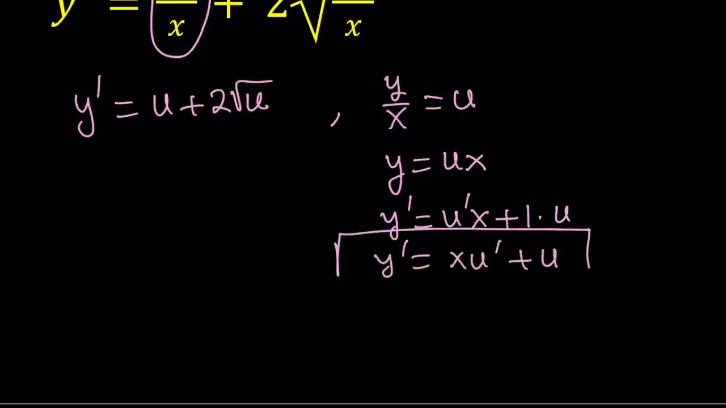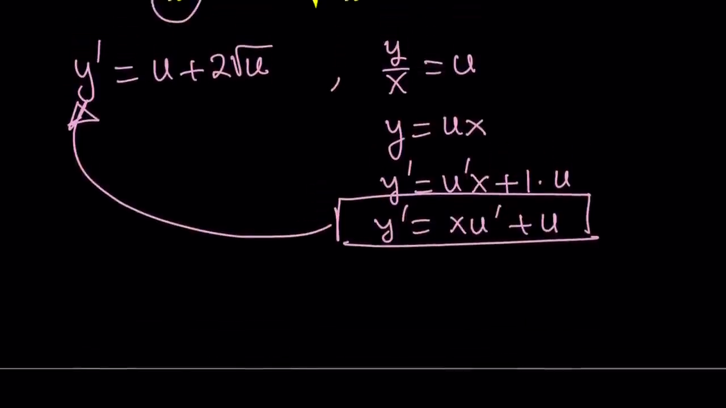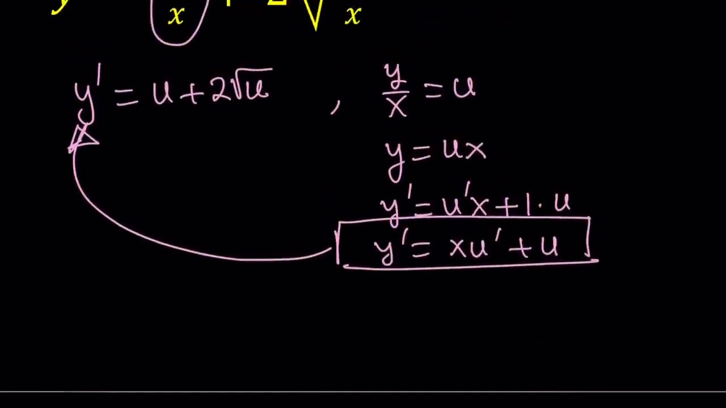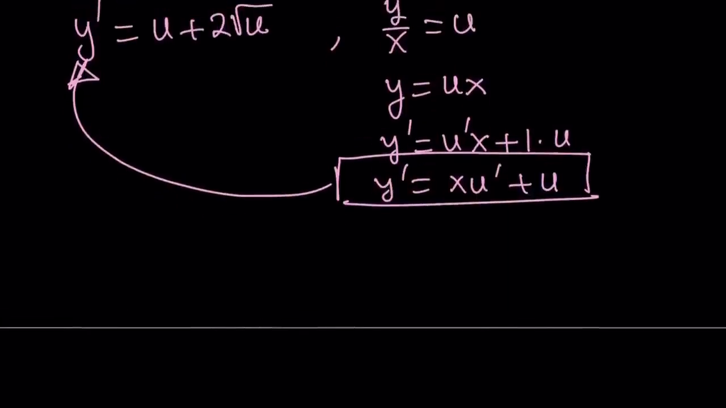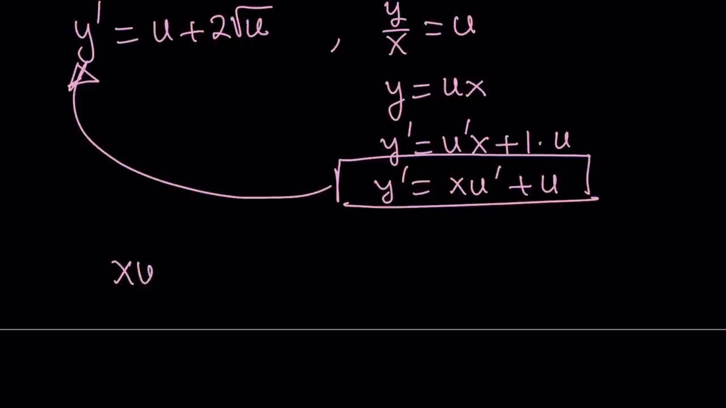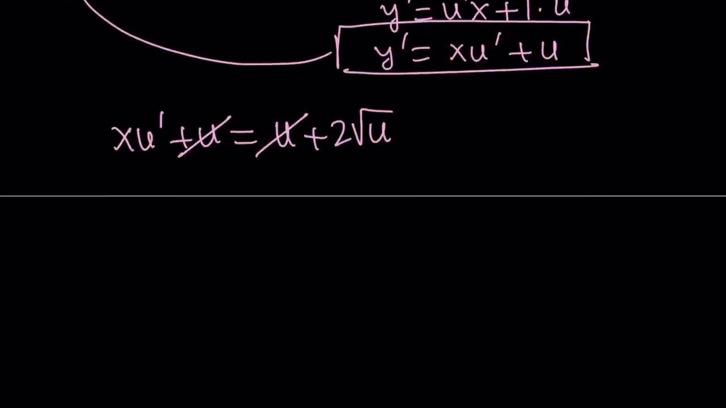So that's something we are going to substitute into our equation here, and then everything will be expressed in terms of x and u. We'll get rid of y for the time being. So let's go ahead and replace y prime with x u prime plus u, and that should equal u plus 2 times square root of u. U is going to cancel out, which is nice. From here we get something like this. X u prime equals 2 times the square root of u.